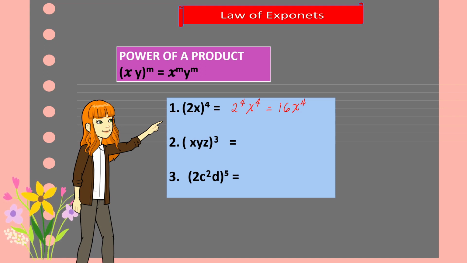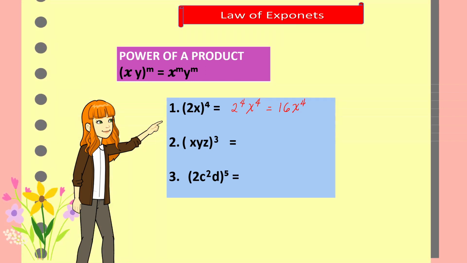It is as simple as distributing the exponent to x, y, z as x raised to the 3rd, y raised to the 3rd, and z raised to the 3rd. So that is the power of a product. We have a product of x, y, z, and then distribute the exponent to each expression.